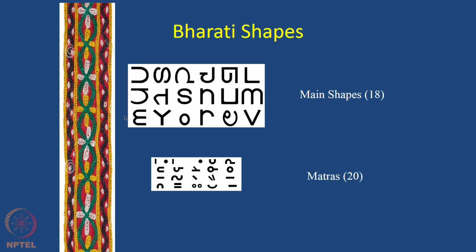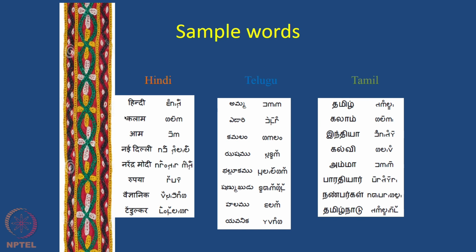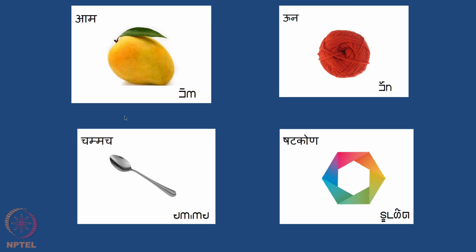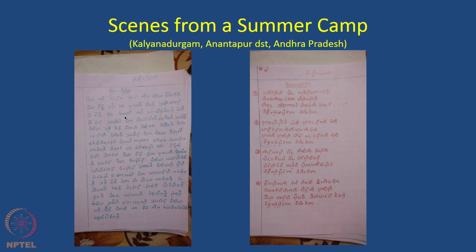So basically the Bharati characters are made up of only these simple shapes. We have 18 main shapes and then 20 matras, and on the whole there are around 38 shapes. With this small set of very simple shapes, you can construct anything in any of the major Indian languages, which makes it a very simple script to learn. And with this you can construct words in any Indian language. We are producing primers, very simple books that will let you read basic words in various languages. They look like basic picture books, like this.